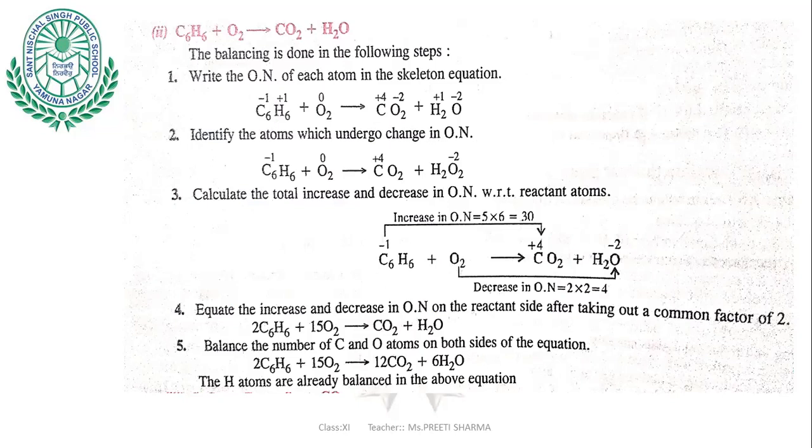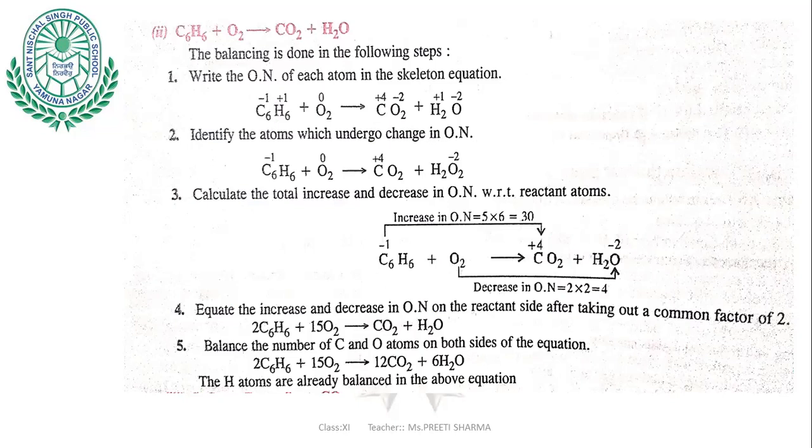You will find out the charges on all the elements and you have to identify which is going to change in oxidation state. So here carbon goes from -1 to +4 and here oxygen from 0 to -2. You will find out the increase in oxidation number. Here from -1 to +4, the increase in oxidation number is, students, 5. But this is an increase for only 1 atom. But here we have 6 carbon atoms. You will multiply 5 into 6, that will be 30.